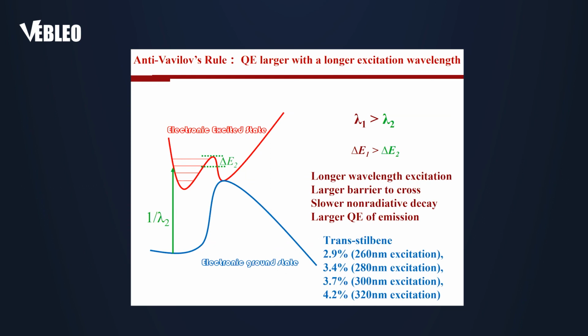Now let's look at this molecule, trans-stilbene. It is also an AIE molecule. When it is excited with 260 nanometer light, its fluorescence quantum yield is only 2.9%. But when excited with a longer wavelength, for example, 320 nanometer, its emission efficiency is 4.2%, around 50% higher. Exactly similar to what we just predicted based on the AIE mechanism.